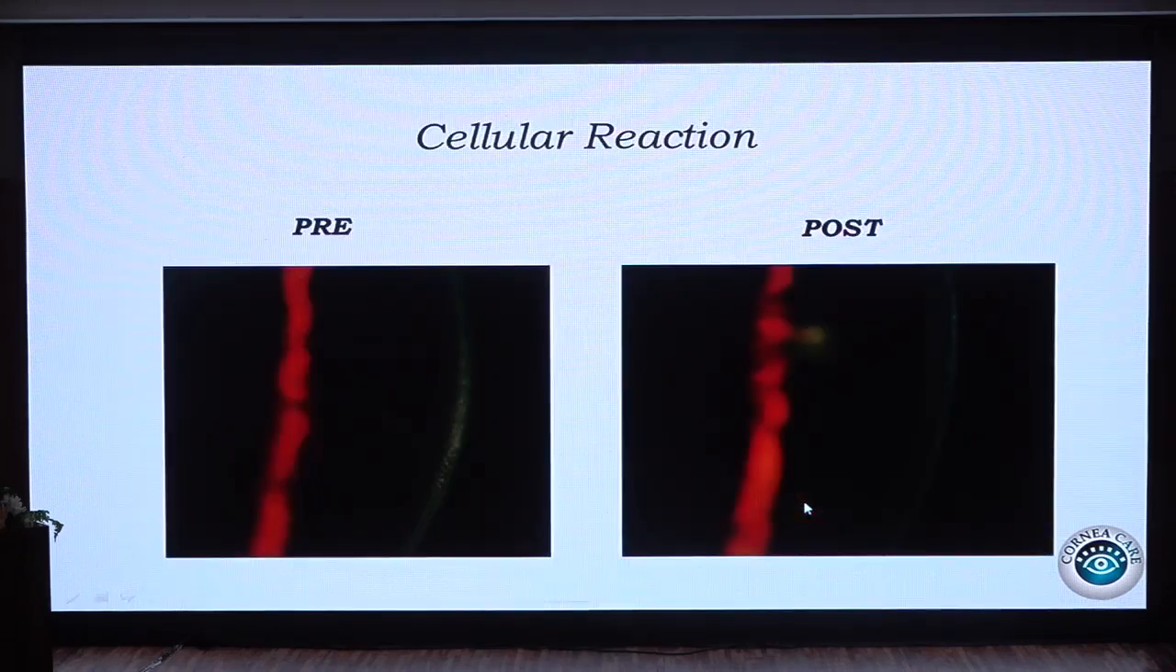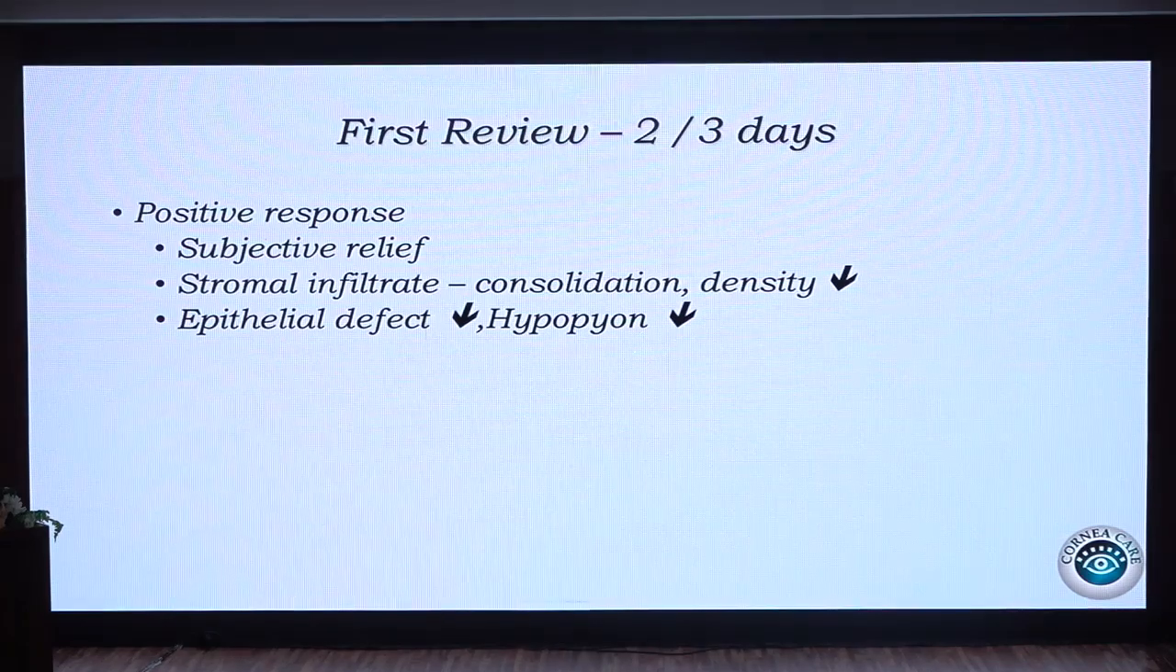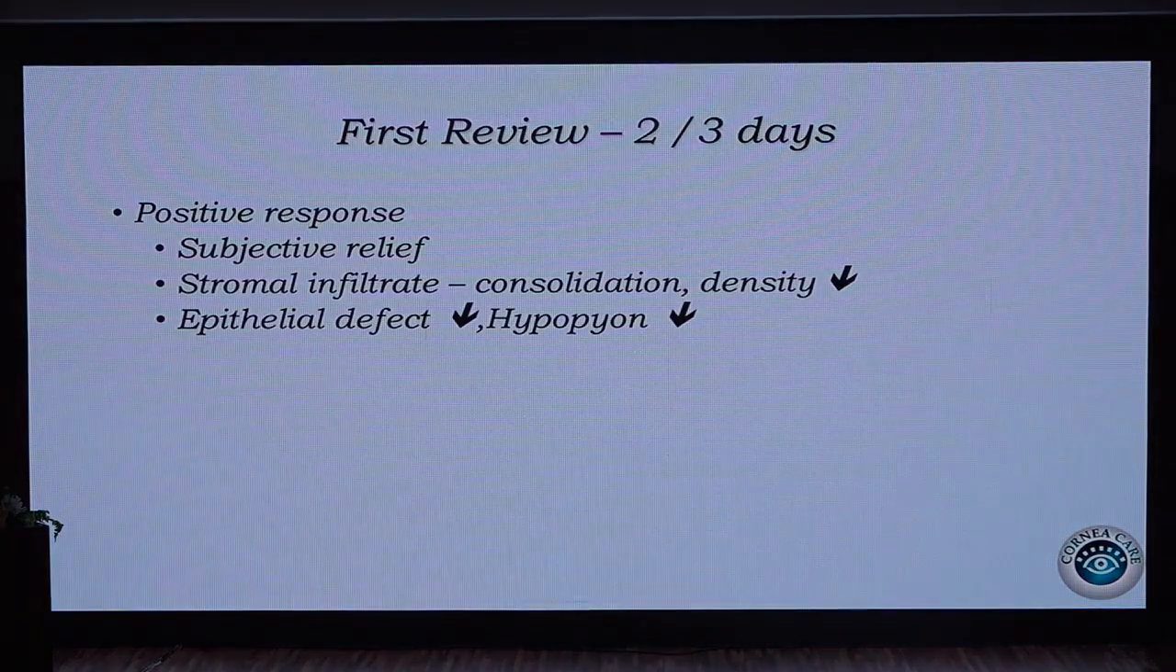So pre and post, this area was the area of cellular reaction. Near the infiltrate, you will always find a lot of WBCs, which give the haze to the cornea. If the cornea is responding, that haze will decrease, so always look for that area. Other positive things are if the patient is subjectively feeling better, hypopyon is less, the density is less.